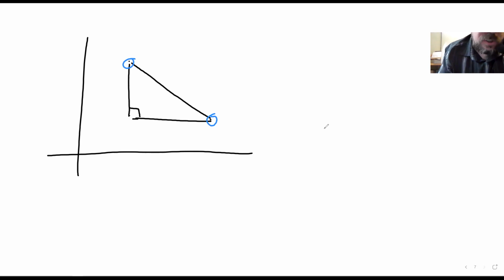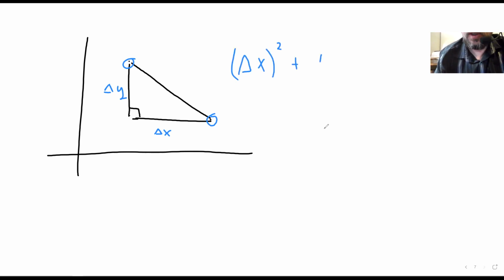You would find out how far apart they are in the x direction. This is delta x. And then you would find out how far apart they are in the y direction. Delta, by the way, is the usual accepted symbol for how far apart things are. So this delta x is how far apart they are in the x direction, and the delta y is how far apart they are in the y direction. And what you would do to find how far apart the two points are diagonally is you would do delta x squared plus delta y squared. And then you take the square root.